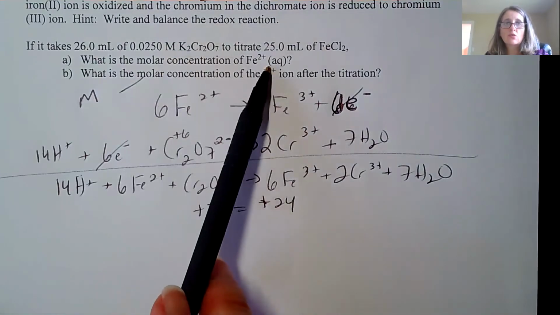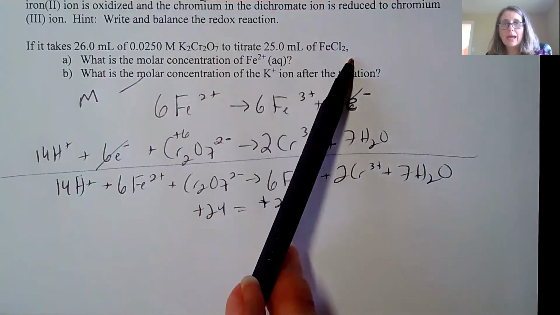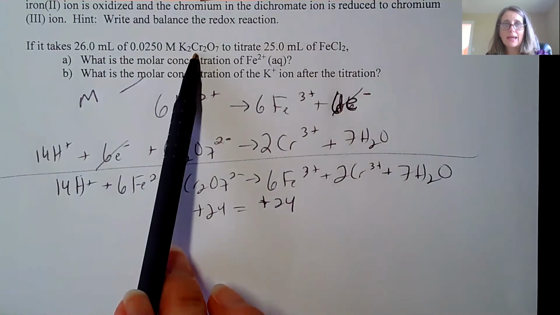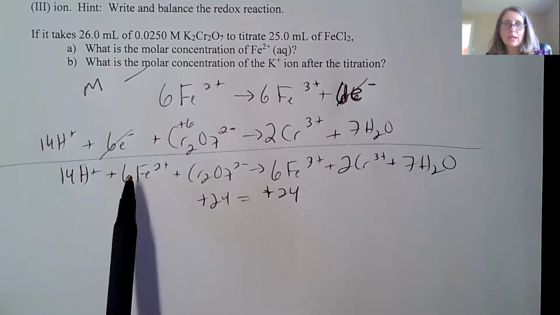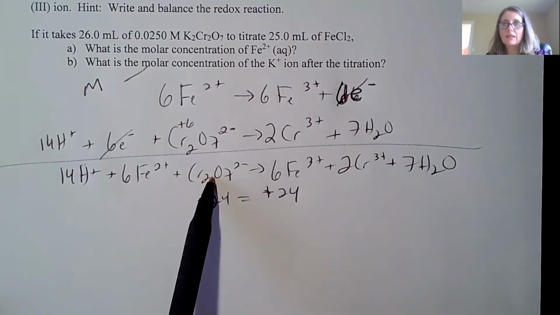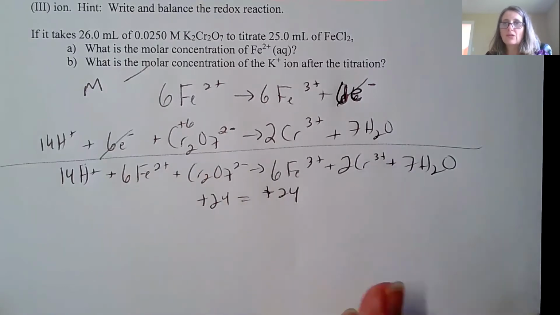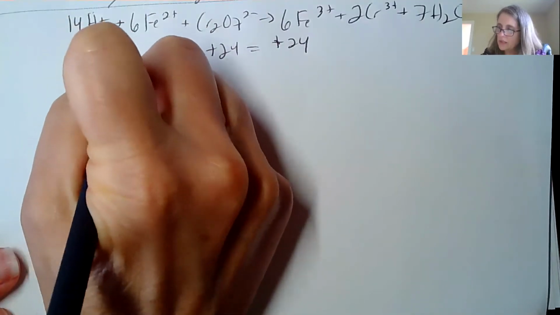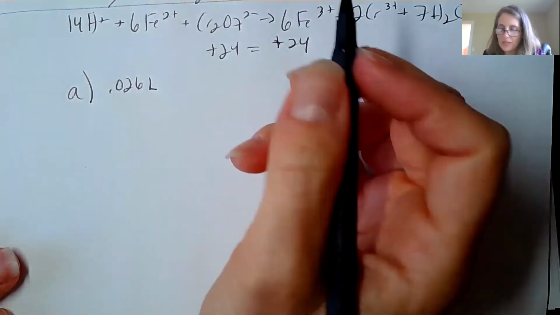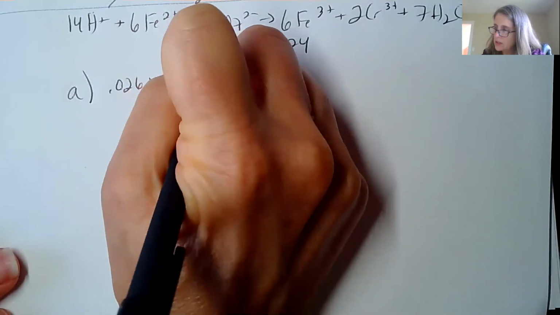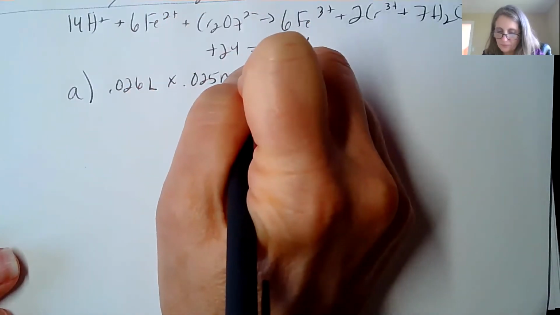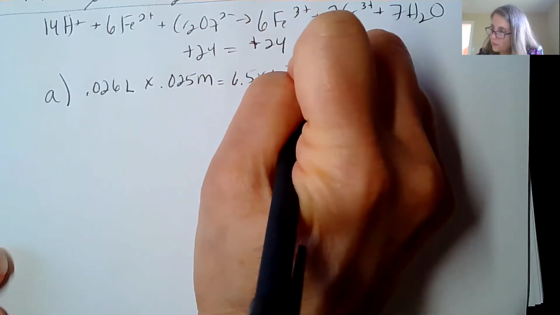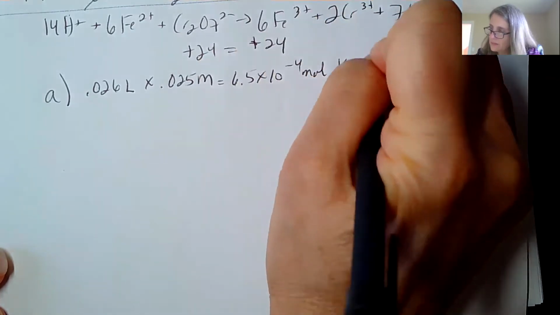So what is the molar concentration of the Fe2+? Well, I don't have the concentration here, but I know how much potassium dichromate I added, and I have a relationship down here between the iron 2+ and the dichromate. It's a 6-to-1 relationship, so I could use that to my advantage. So I'm going to take the 0.026 liters of the potassium dichromate and multiply it by the 0.025 molarity. And this is going to give me 6.5 times 10 to the negative 4th moles of potassium dichromate.